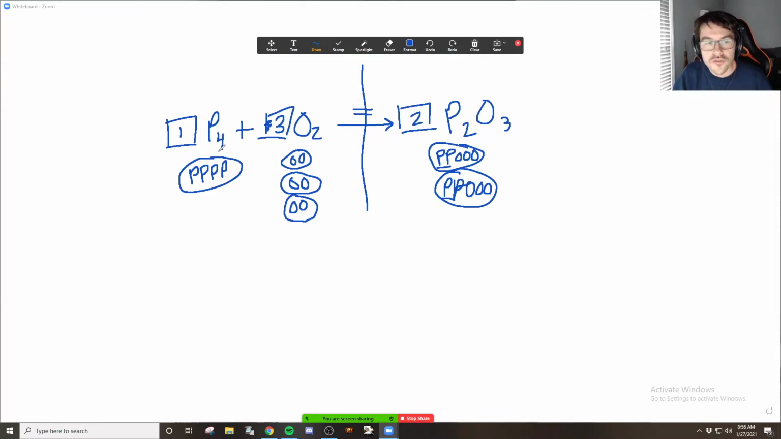Nature will not do 1 of this plus 1 of this, making 1 of this. That can't happen. So that's what we're trying to do today. We're trying to figure out what the numbers are that go here that represent what's actually happening in reality, what's actually happening that obeys the law of conservation of mass.